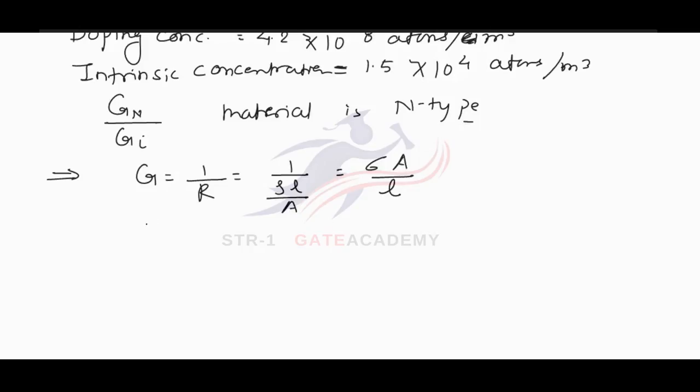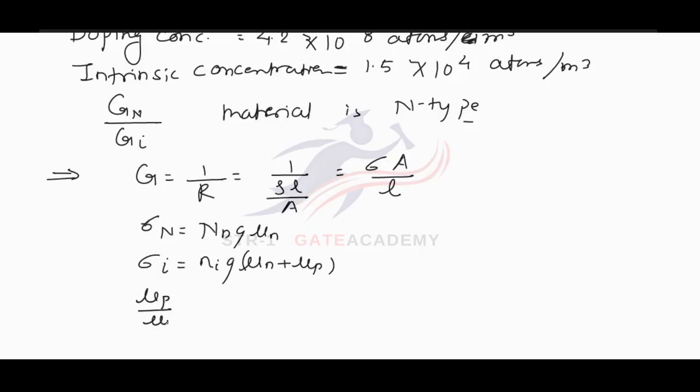Now for n-type semiconductor, conductivity is defined as sigma n equal to Nd into Q into mu n, and for intrinsic semiconductor, conductivity is defined as sigma i equal to Ni into Q into (mu n plus mu p). Putting the corresponding values, we can calculate the conductivity for n-type and intrinsic semiconductor. But in the given problem, conductivity is not given directly, but a ratio of electron to hole mobility, mu p upon mu n equal to 0.4, is given.